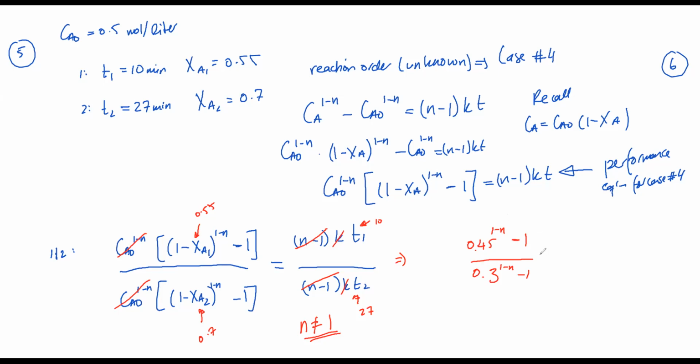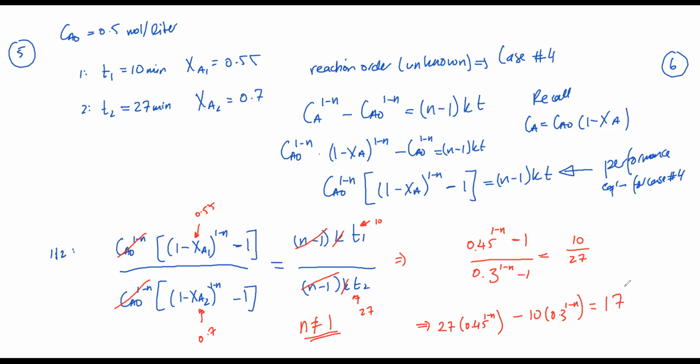Is equal to 10 over 27. If you cross multiply these, you're going to get 27 times 0.45 to the 1 minus n minus 10 times 0.3 to the 1 minus n is equal to minus 27, 17, right? And from here it becomes an iteration problem or a trial and error problem.